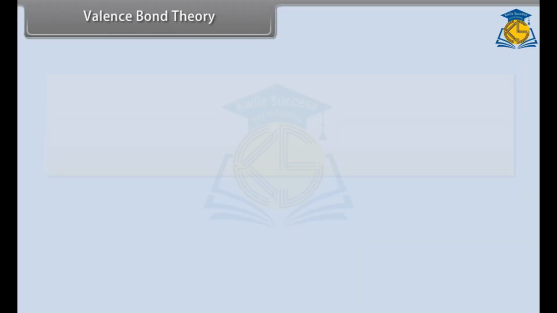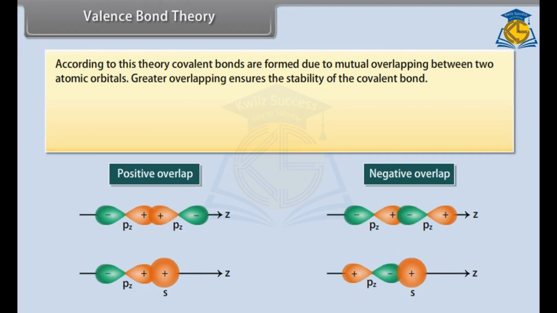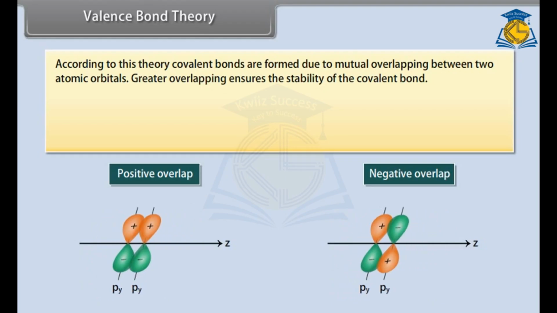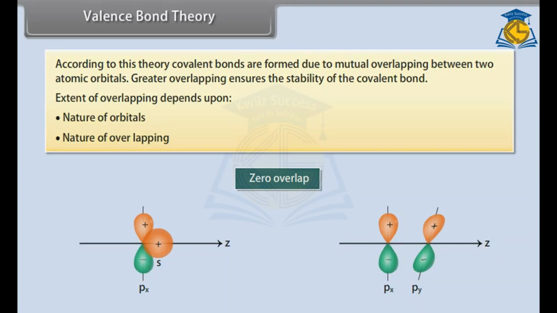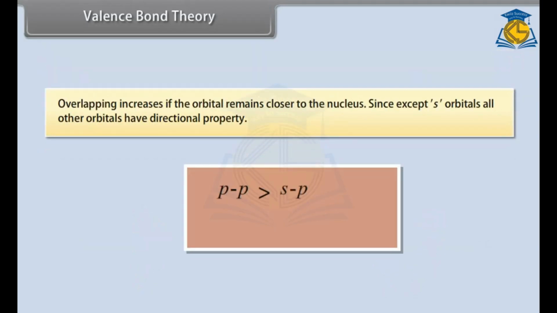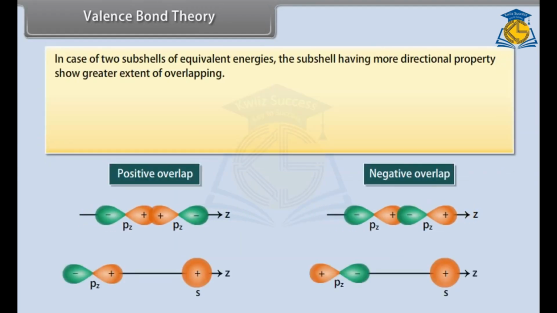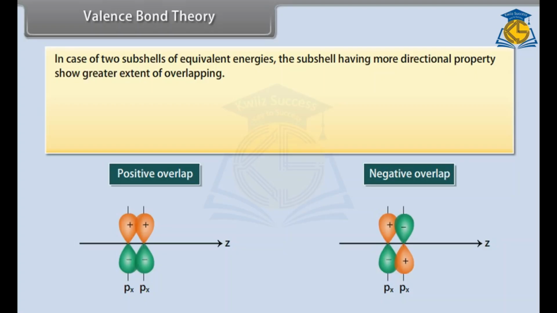Valence bond theory. According to this theory, covalent bonds are formed due to mutual overlapping between two atomic orbitals. Greater overlapping ensures the stability of the covalent bond. Extent of overlapping depends upon nature of orbitals and nature of overlapping. Overlapping increases if the orbital remains closer to the nucleus, since except s orbitals, all other orbitals have directional property. In case of two subshells of equivalent energies, the subshell having more directional property shows greater extent of overlapping.